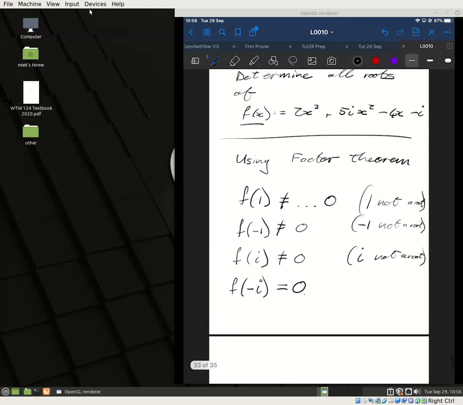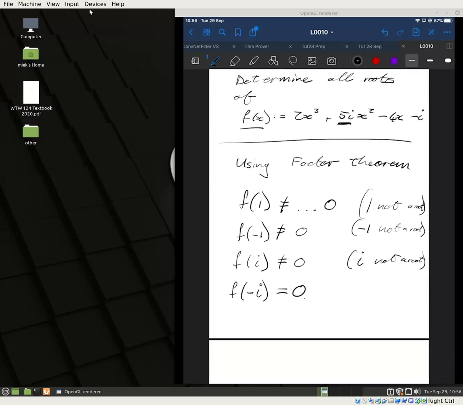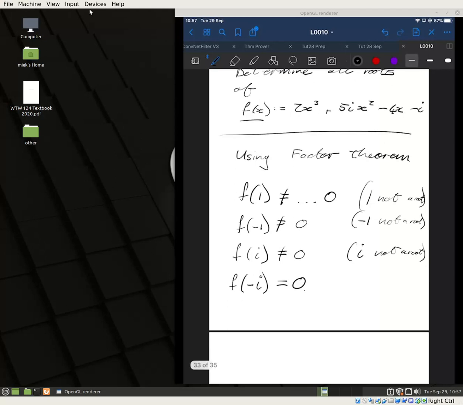And why is that? That is because we've got a complex number in our coefficients. So remember that theorem only applies to real polynomials. When all the coefficients are real, then we know that the conjugate of any root is also a root.